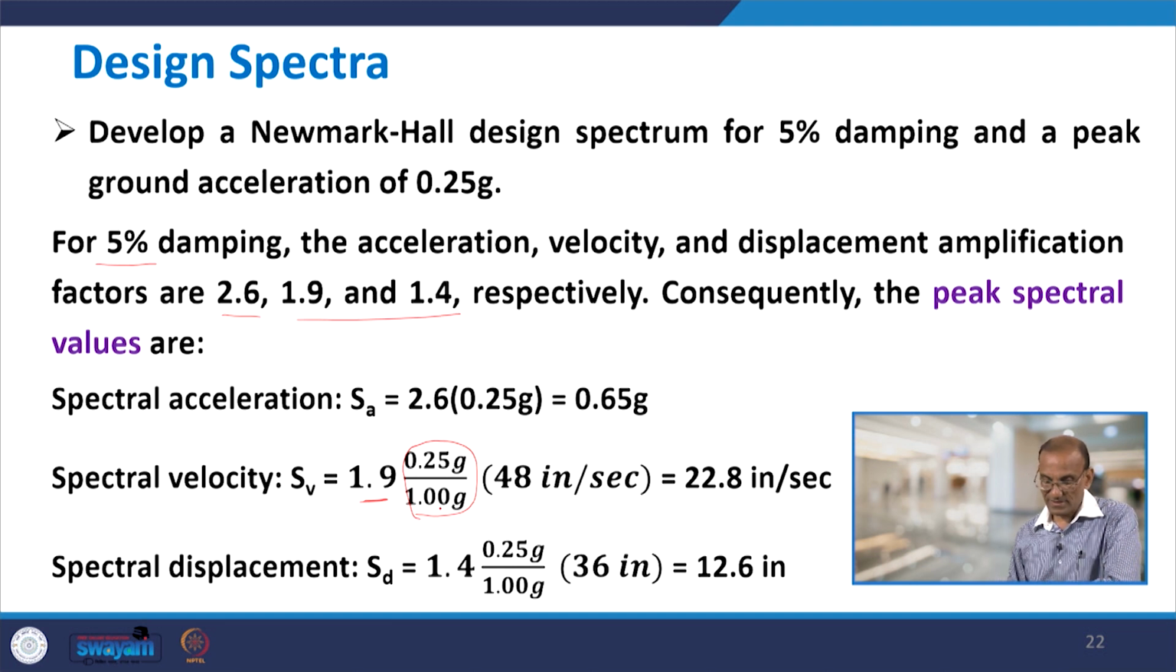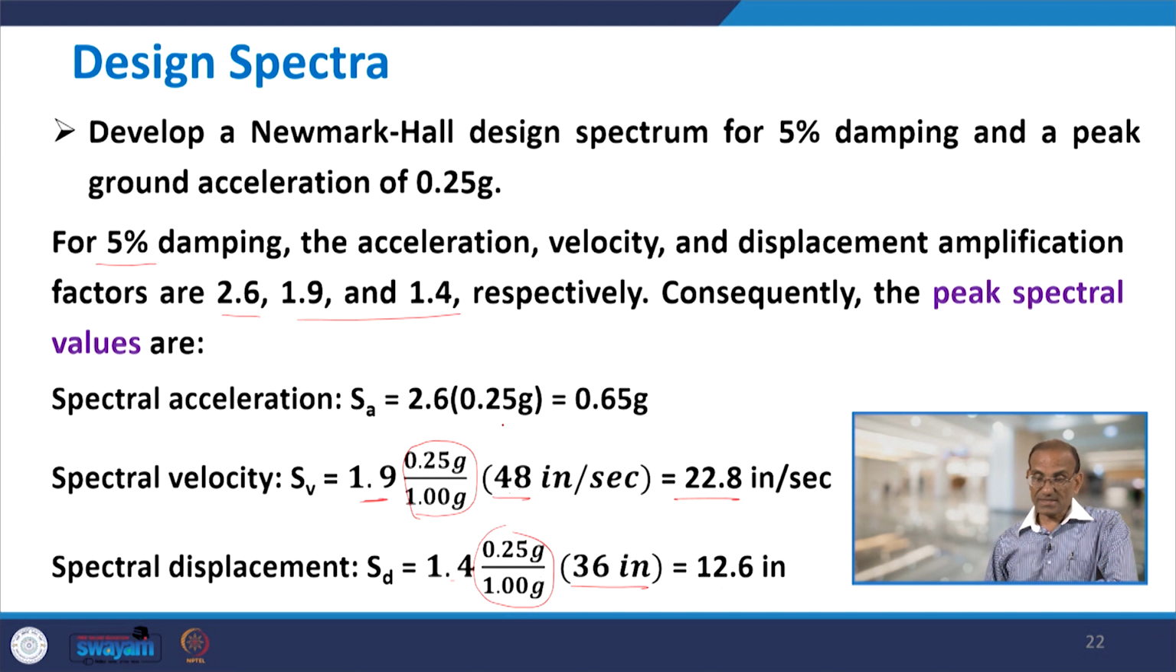So, for the spectral velocity this should be multiplied by 48. Similarly, for spectral displacement it is 36 inches for 1 g, and for 0.25 g it will be 1/4. So, it will be 1/4 of 36, which is 9, into 1.4. So, you get 12.6. Here 12 into 1.9, so you get 22.8.